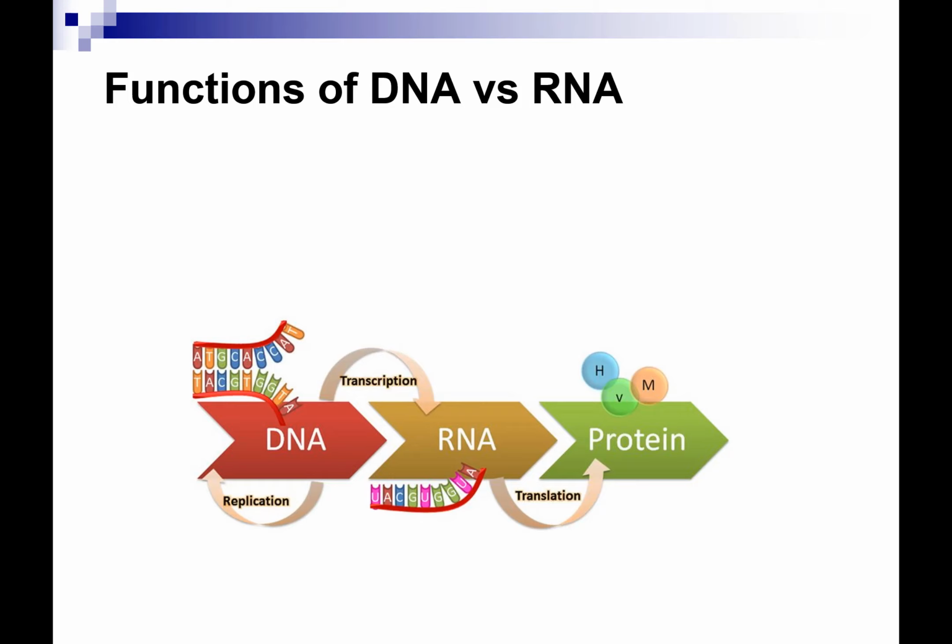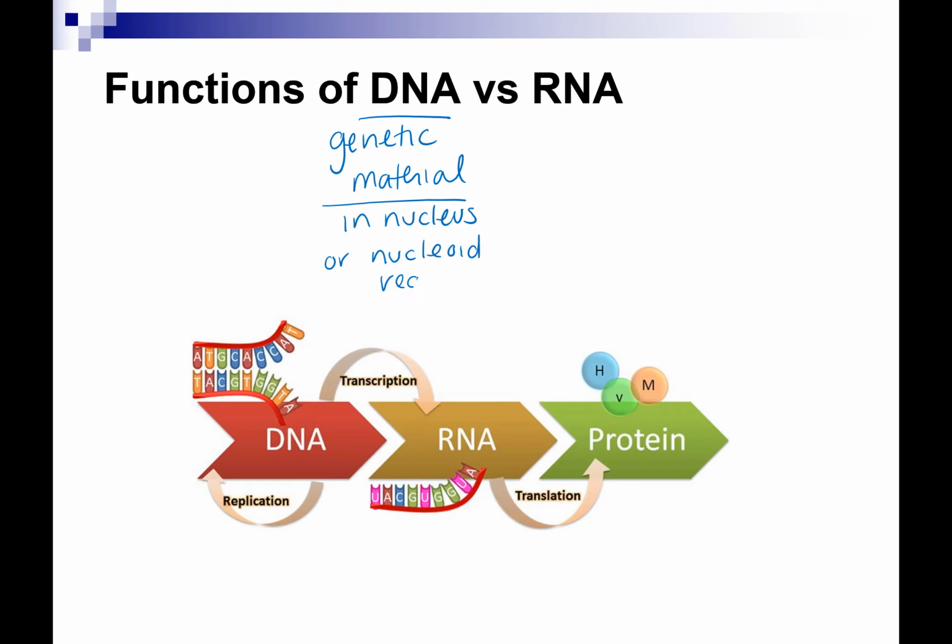Okay, functions of DNA versus RNA. So DNA is our genetic material. It's kind of our storage. It's a very stable molecule. It's found in the nucleus of eukaryotes or in the nucleoid region of prokaryotes. The functions for RNA are transcription and translation.